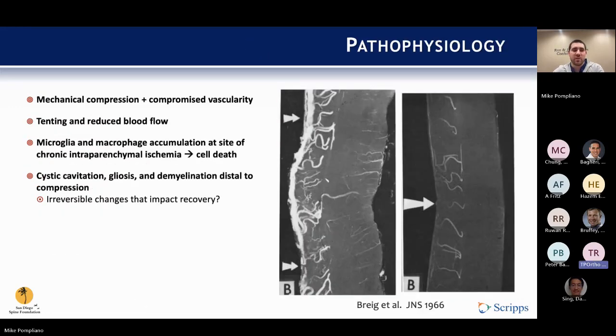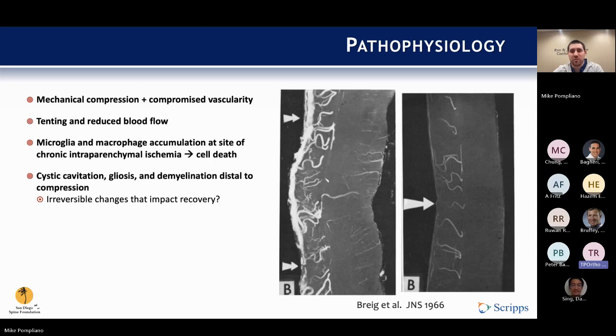That being said, it's not just mechanical compression that's involved. There's also compromised vascularity. There is a study showing tenting and reduced blood flow in the anterior spinal artery as well as the anterior radicular arteries, which shows emerging evidence of persistent activation of both microglial as well as macrophage accumulation at the site of chronic interparenchymal ischemia.